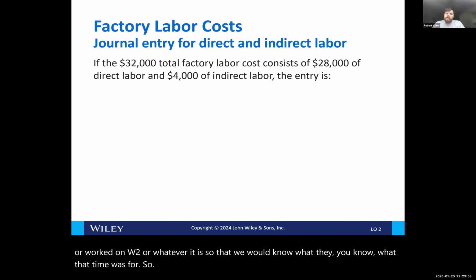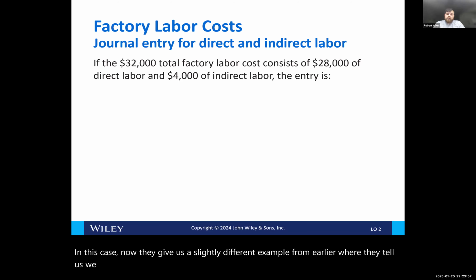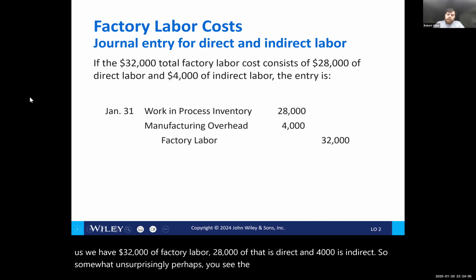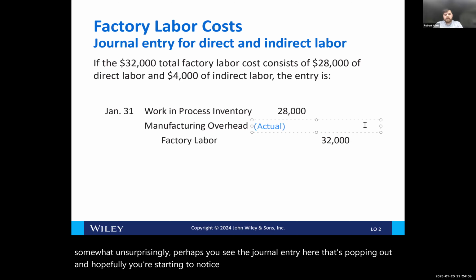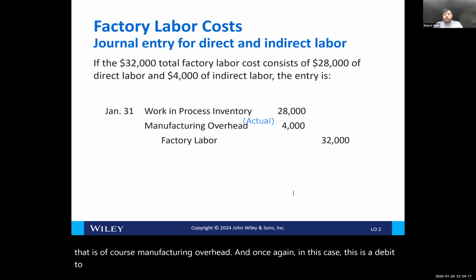So in this case now, they give us a slightly different example from earlier, where they tell us we have $32,000 of factory labor, 28,000 of that is direct and 4,000 is indirect. So somewhat unsurprisingly, perhaps, you see the journal entry here that's popping out. And hopefully you're starting to notice that when they tell me something is indirect, that is, of course, manufacturing overhead. And once again, in this case, this is a debit to manufacturing overhead.